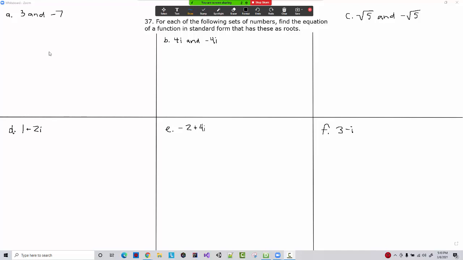All right, let's take a look at number 37 here. It says for each of the following sets of numbers, find the equation of a function in standard form that has these roots. All right, so let's take a look at letter A here.